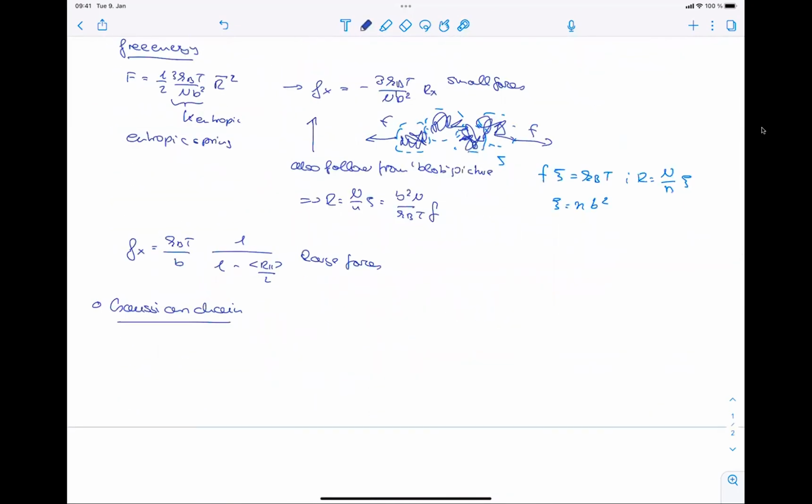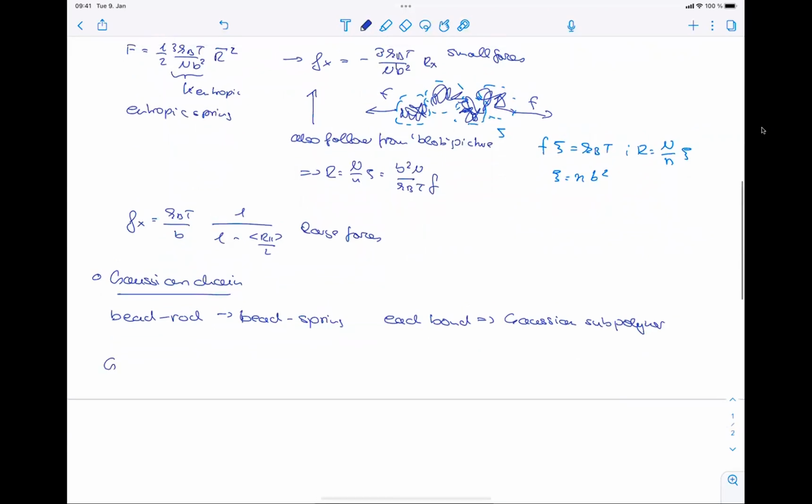So we're going from the freely jointed chain, a bead-rod model, to a bead-spring model. The spring refers to the entropic spring, which means that each bond now becomes a Gaussian subpolymer. And with that in mind, we can then write down the propagator of the end-to-end distance of this Gaussian chain as a path integral formulation.